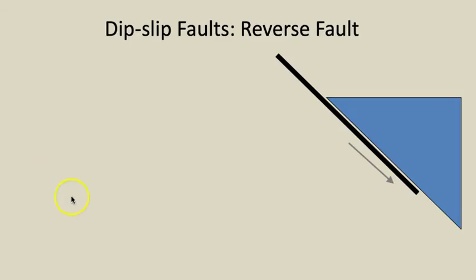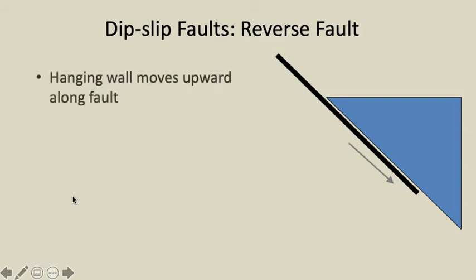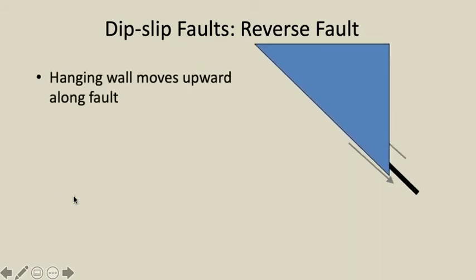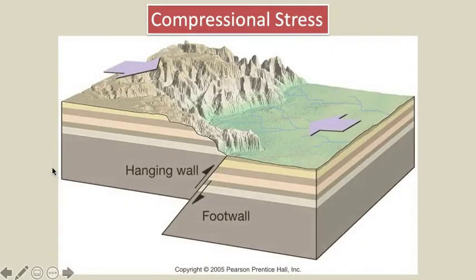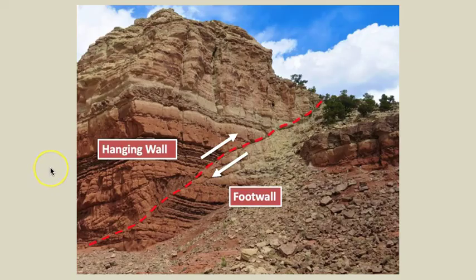If the hanging wall moves upward along a dip-slip fault, it is called a reverse fault. The hanging wall slides upward when compressional stress is acting on the crust. This illustration shows compressional stress brittly deforming the crust into a reverse fault. Here's a photograph of a reverse fault. Note how the arrows along the fault tell us which way the hanging wall and footwall are moving with respect to each other.